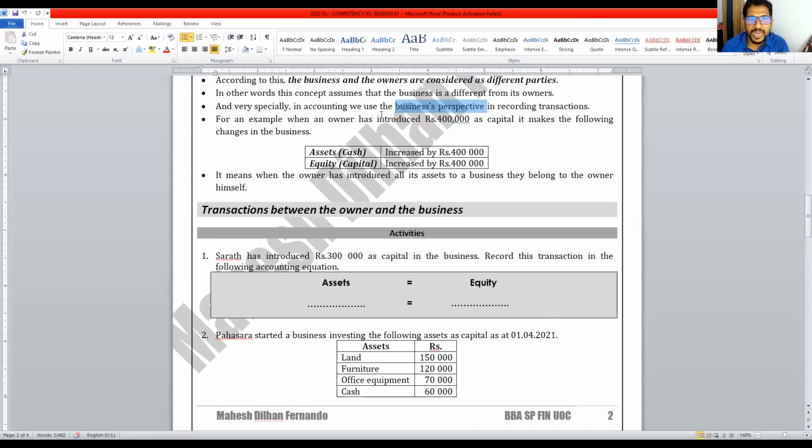For an example, when an owner has introduced 400,000 as capital, it makes the following changes in the business. Assets increased by 400, equity capital increased by 400. It means when the owner has introduced all its assets to the business, they belong to the owner himself.